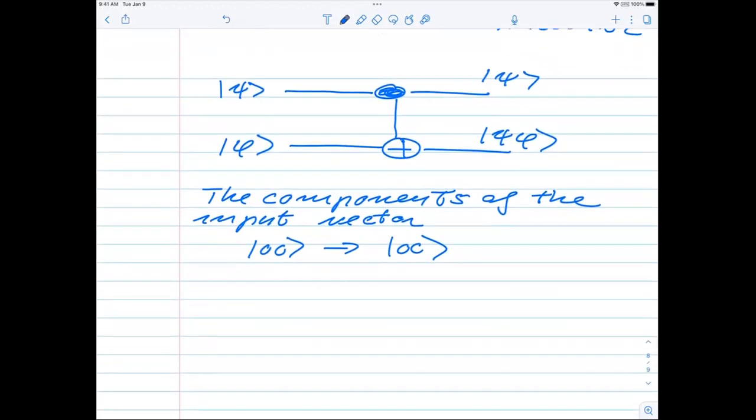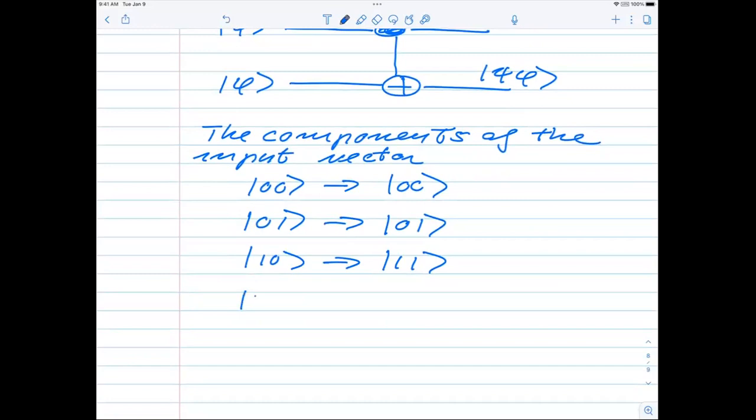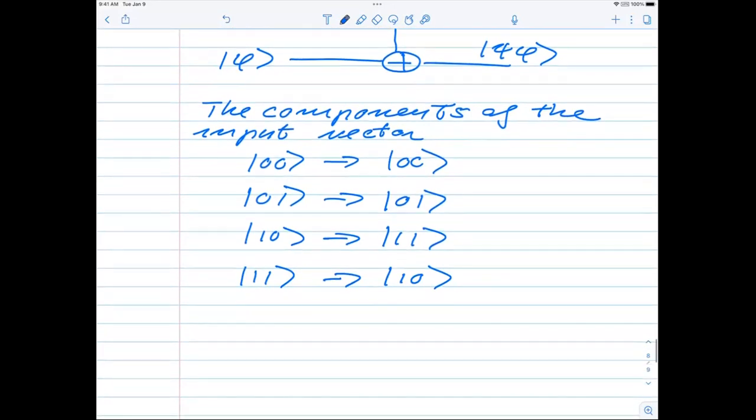I'm going to have a bit 01. That's also going to be unchanged. But then I have bit 10, and in that case, this is going to change to 11. And then I have the 11 here, which is going to change to 10. So the classical equivalent of the gate, which you see here now, is the same as the XOR gate. So the operation here has a classical equivalent.